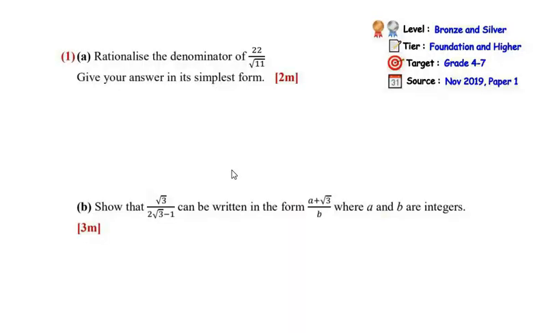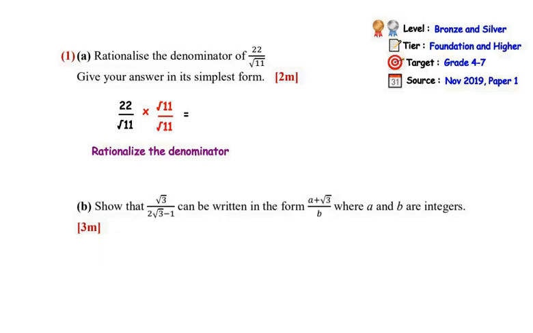Starting with question number 1, and this is a bronze level and silver level question. So it's a great warm-up to secure your core marks. Rationalize the denominator of 22 over square root of 11. Give your answer in its simplest form. So here we have to rationalize the denominator, which is square root of 11.